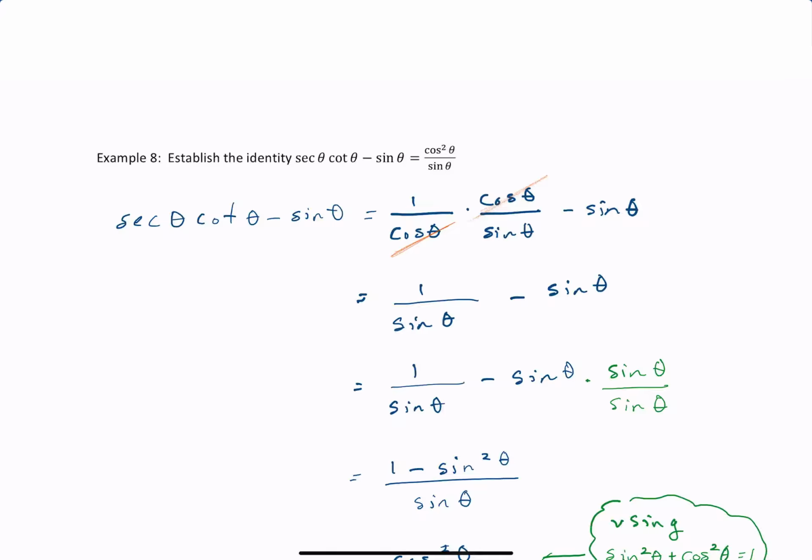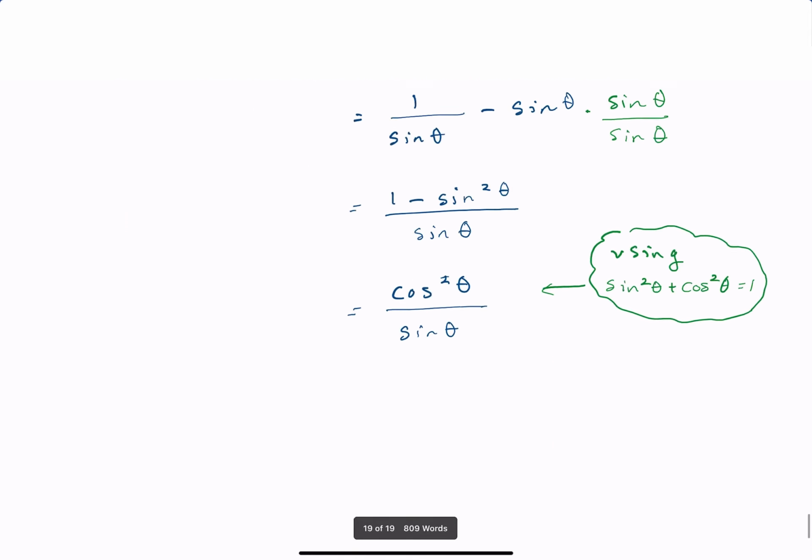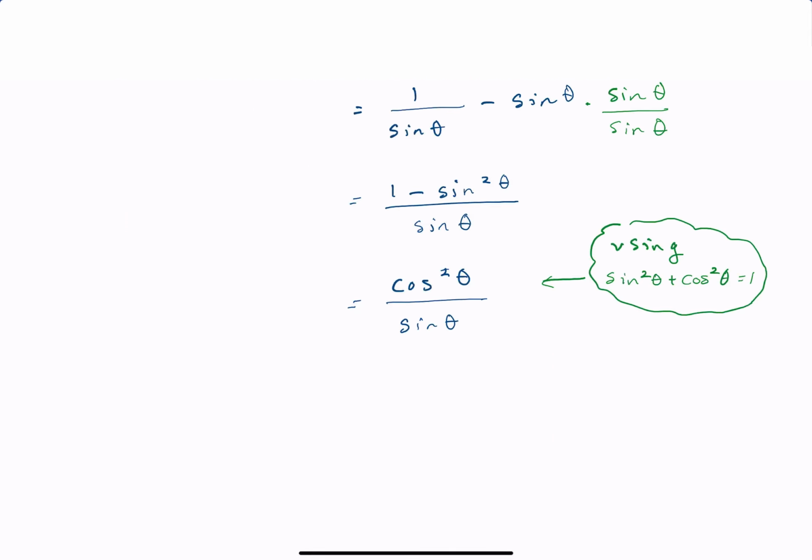I need to perform that subtraction, and I need an LCD for that. The LCD is sine. So I still have my 1 over sine of theta. I don't need to do anything to that. But that minus sine of theta, I need to multiply by sine of theta over sine of theta. Now I have 1 minus the sine squared of theta over the sine of theta.